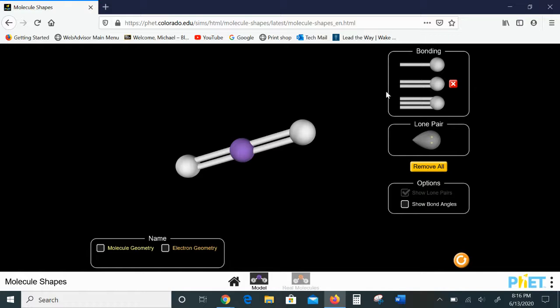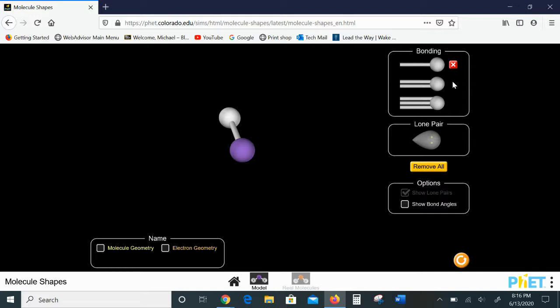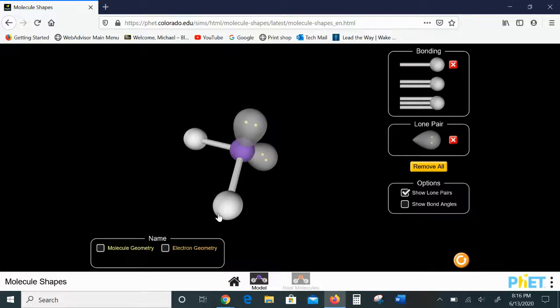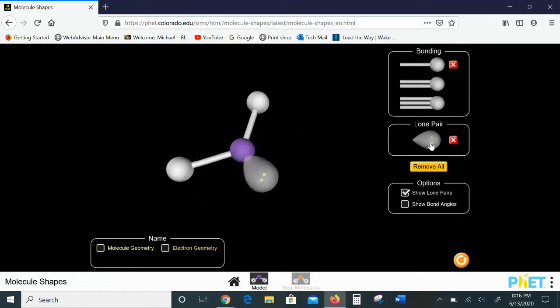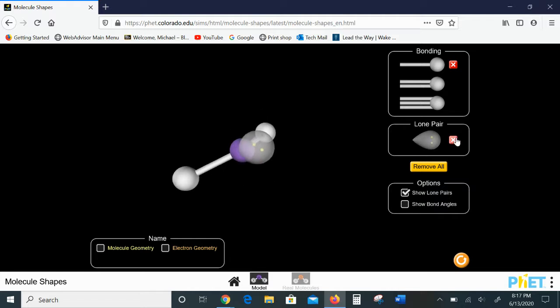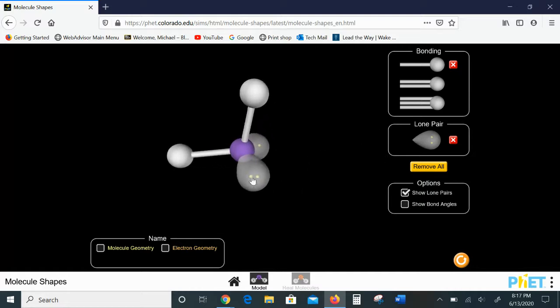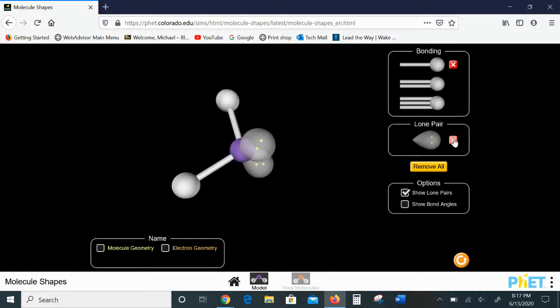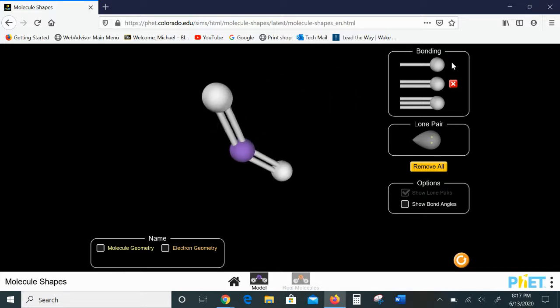So what happens if, instead of two things, there's two things with a lone pair? This is like water. You see how this is no longer in a straight line, because the lone pairs want to push those down. You can see that effect by taking them away and putting them back. That's what I like about this, you can play with it. When I add those, that makes those bend, and when I take them away, they go straight. So that's why water is bent, but something like carbon dioxide, which was these two things, is linear.